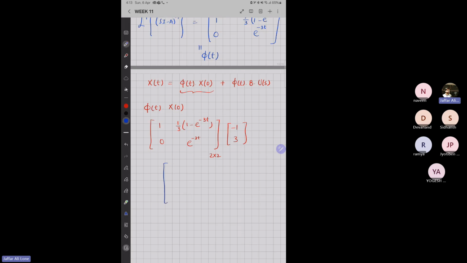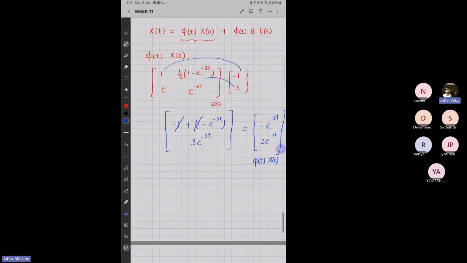Now let's multiply it. When you multiply, you get minus 1 into 1 into minus 1, and plus this one third into 3. The 3 and 3 will cancel, and you will get minus 1 plus 1 minus e raised to the power minus 3t. This is your first term. And your second term is 0 into minus 1, that is 0, plus 3 into e raised to the power minus 3t, which is 3e raised to the power minus 3t. So this was my phi t into x naught.